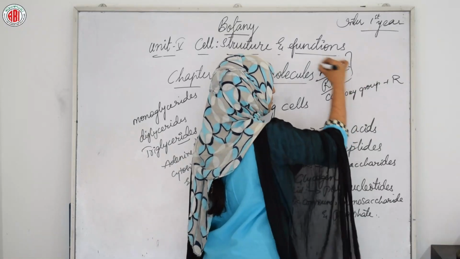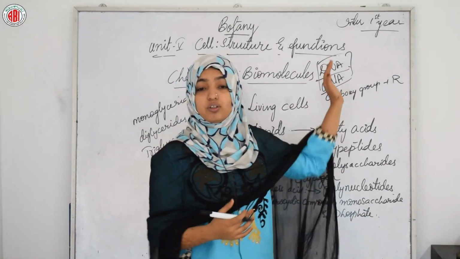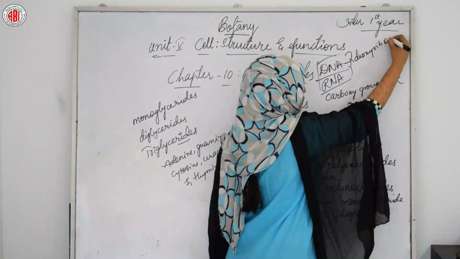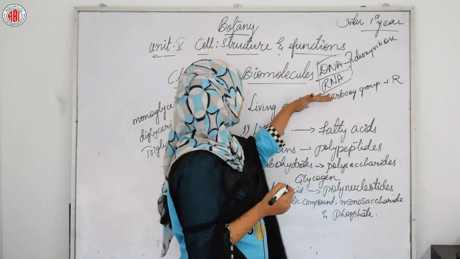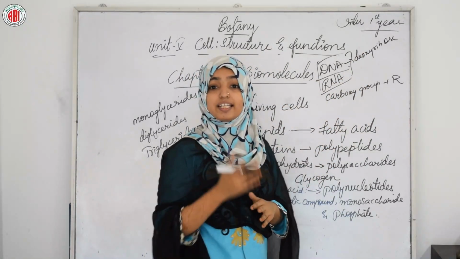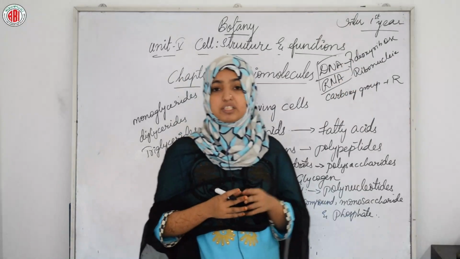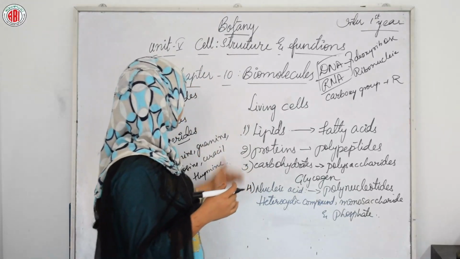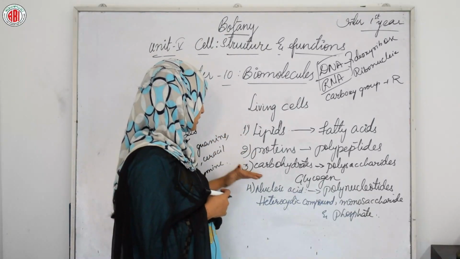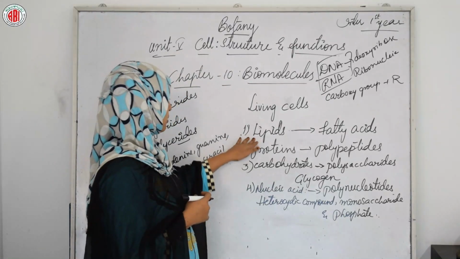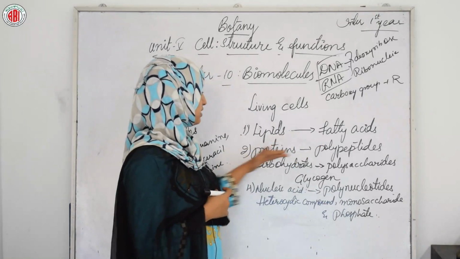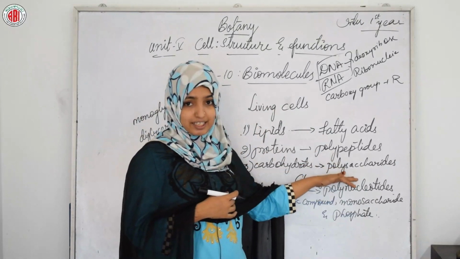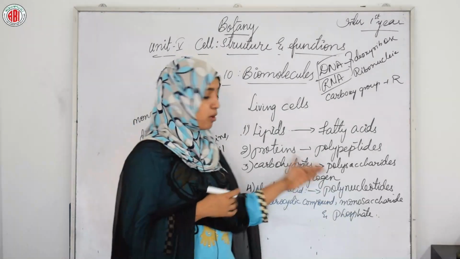So that is the main difference between DNA and RNA. DNA is the nucleic acid that contains deoxyribose, and RNA is the nucleic acid which contains ribose. Till now we have covered all four types of biomolecules: lipids, proteins, carbohydrates and nucleic acids. Lipids are nothing but fatty acids. Proteins are polypeptide chains made up of amino acids. Carbohydrates are polysaccharides, and nucleic acids are nothing but polynucleotides.